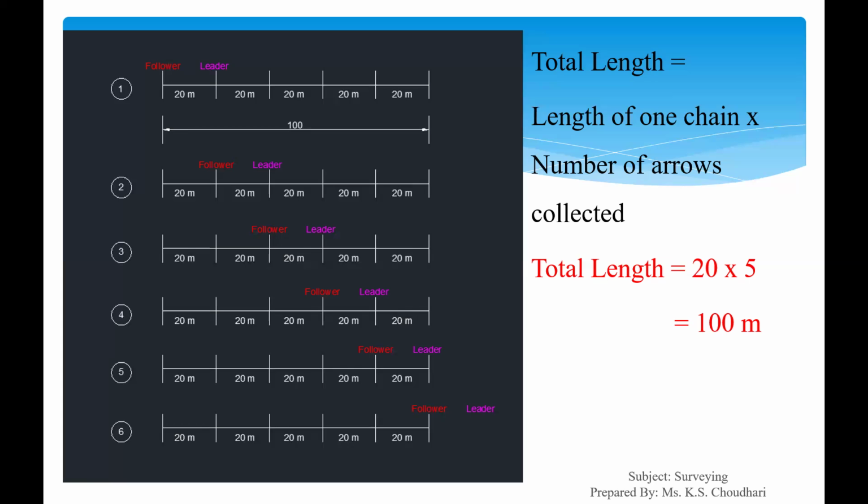Now, in the third diagram, as leader moves forward, follower takes leader's position and collects that arrow. In the fourth diagram, again, where the chain ends, leader drives an arrow there and moves forward. Observe the fifth diagram. As leader moves forward, follower takes leader's position and collects that arrow.